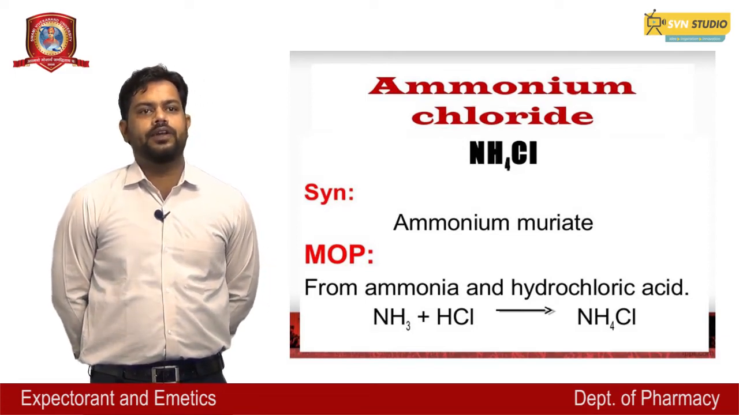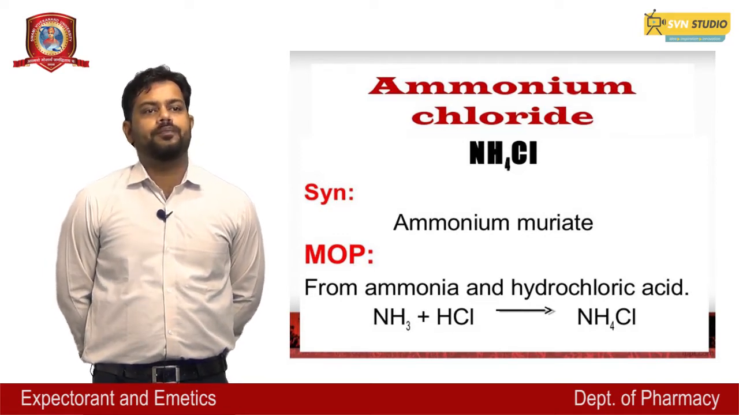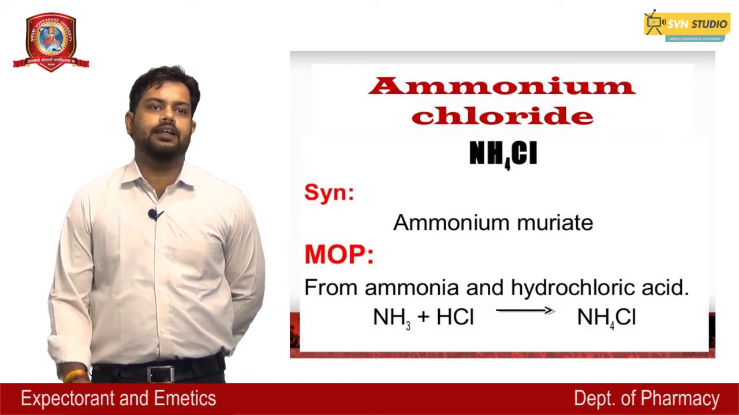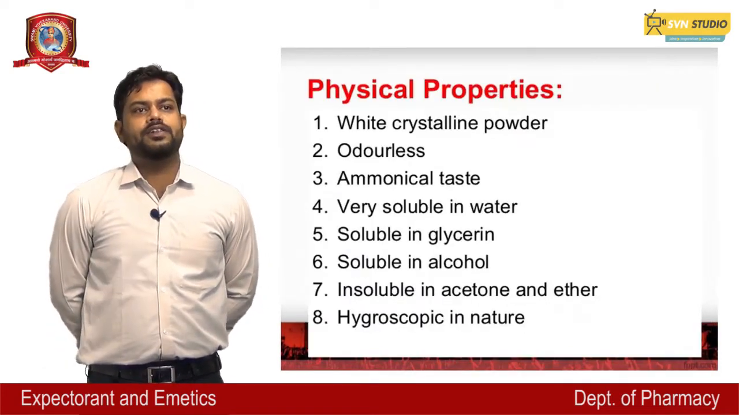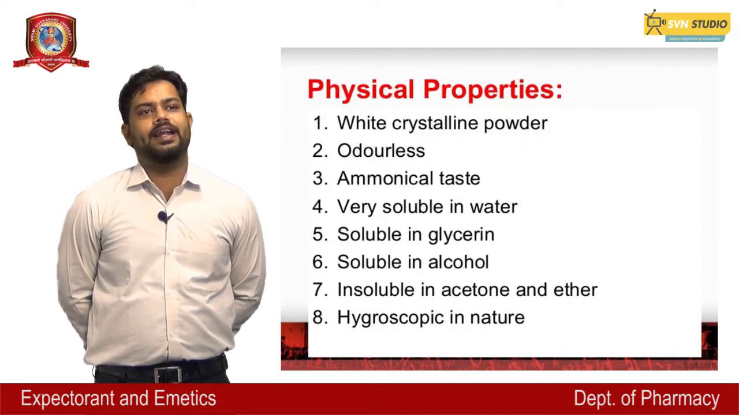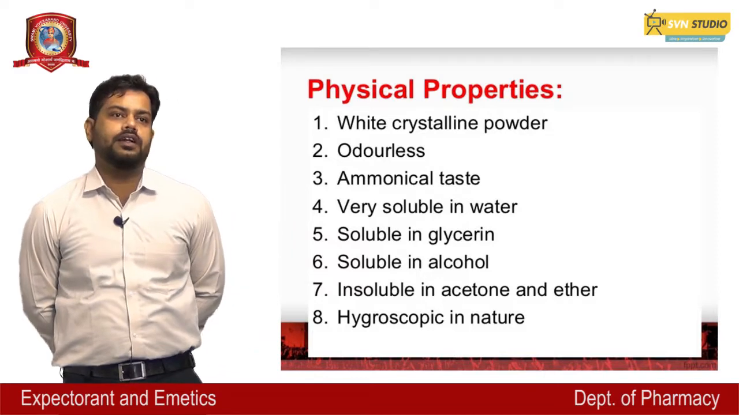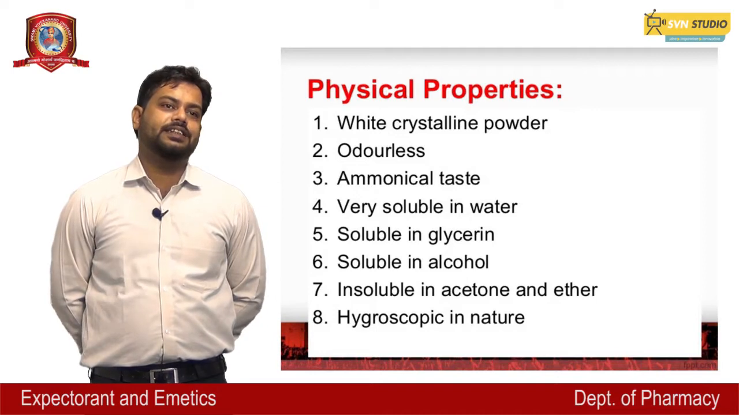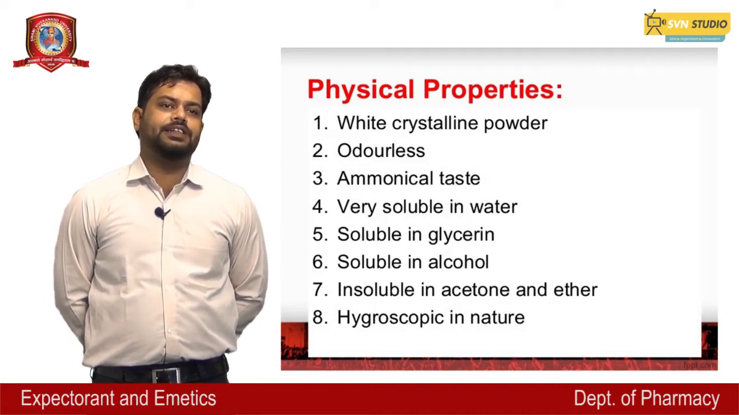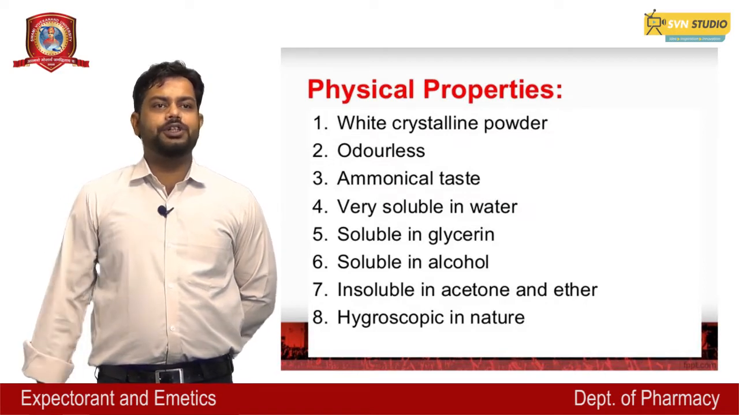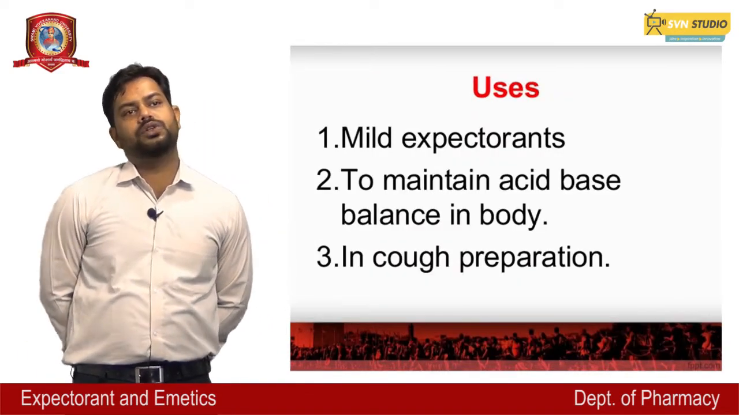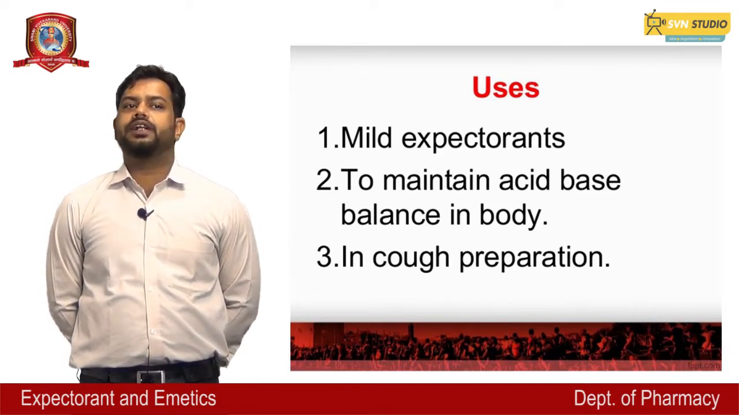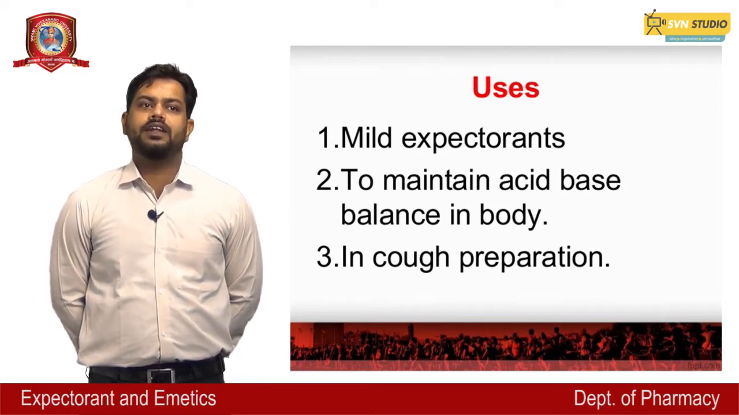The synonym is sal ammoniac. Method of preparation is from ammonia and hydrochloric acid, that is NH3 plus HCl gives NH4Cl. Physical properties: it is a white crystalline powder, odorless, with an ammoniacal taste, very soluble in water, soluble in glycerine and alcohol, insoluble in acetone and ether, and hygroscopic in nature. Uses: the main use of ammonium chloride is as a mild expectorant, generally used to remove cough from our respiratory tract.